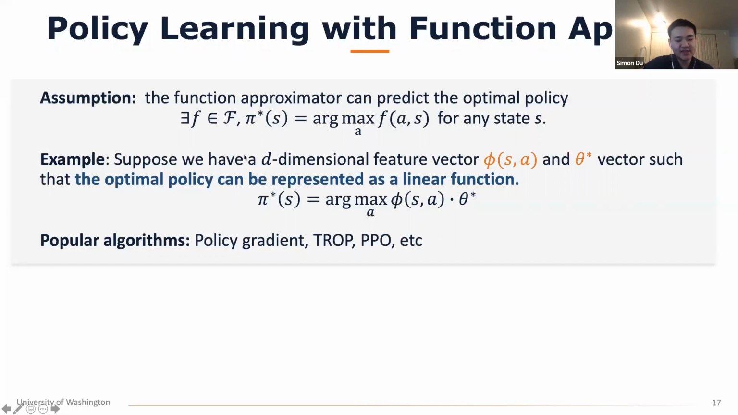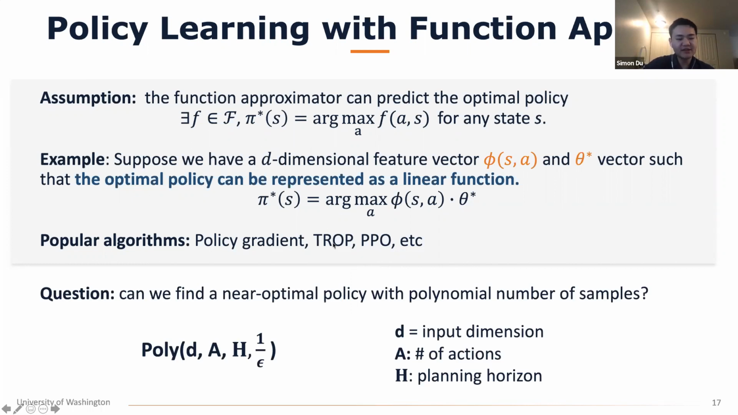Again, let's consider the linear function case. You are given the feature vector phi, and there's an unknown linear coefficient vector, say theta star, such that the optimal policy has this inner product form: it's an action that maximizes this inner product. This form includes many popular algorithms in the deep reinforcement learning literature, such as policy gradient, TRPO, PPO, etc. So the question here is: can we find a near optimal policy with a polynomial number of samples?